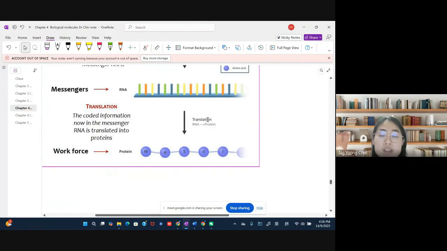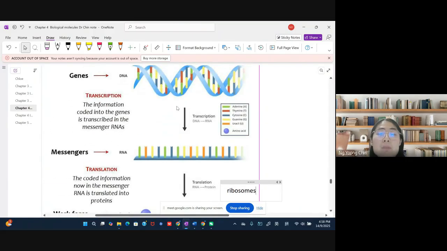So this is translation. Translation happens inside the ribosome, because the ribosome is the one that makes the proteins. Sorry, translation is not inside the nucleus. Translation is in the ribosome, which is in the cytoplasm. It's not in the nucleus anymore.